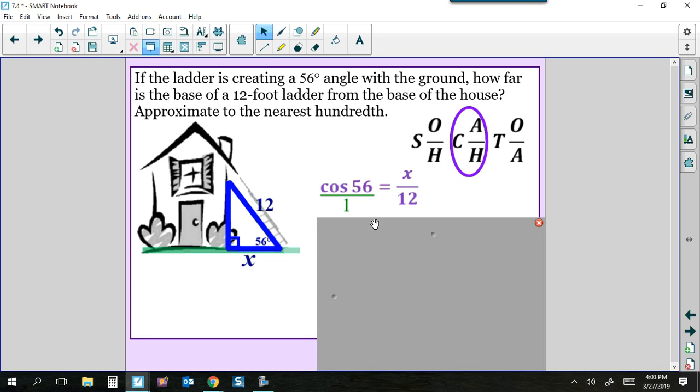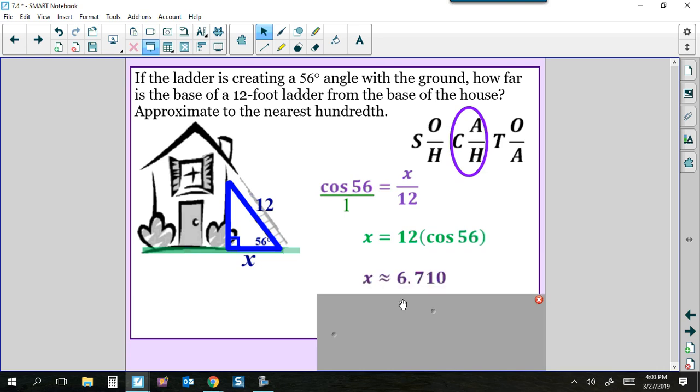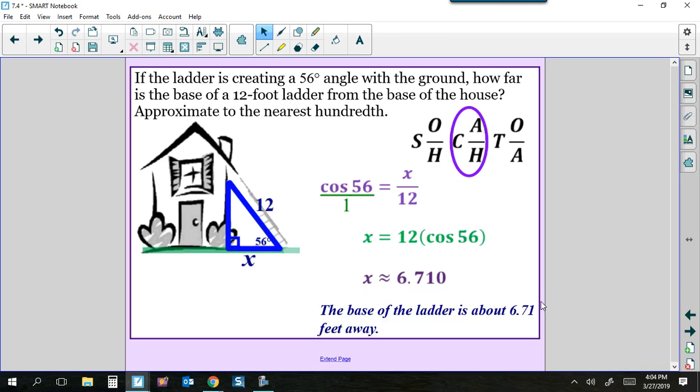So you would treat this first one as your proportion. We would cross multiply, and 12 ends up multiplying with the cosine of 56, which ends up being this decimal. I gave 3 decimals here so that you could see what it would round to. The 6.710 would round to just 6.71. This is a word problem, so give me words for answers. So we would say that the ladder, the base of the ladder, is about 6.71 feet away.